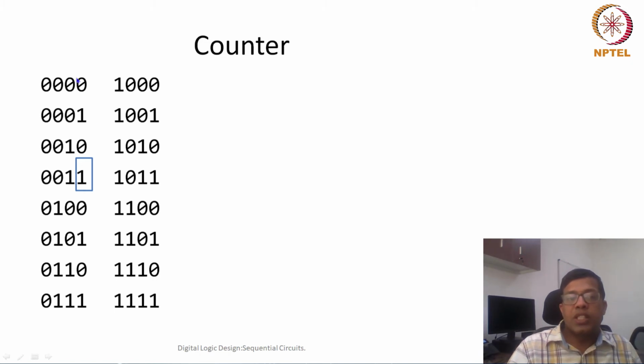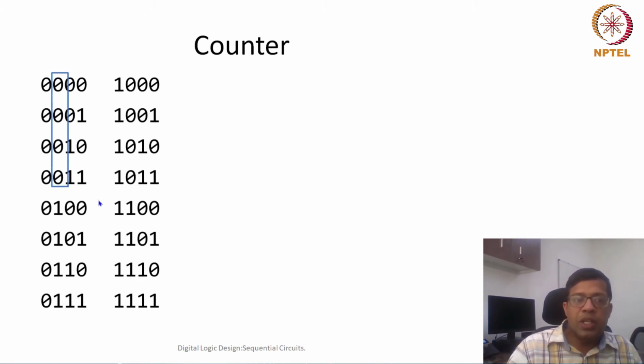Now let's look at the second bit, basically the 2's place bit. In the case of the 2's place, I see 0, 0 two times, and then 1, 1 two times, then again 0, 0 two times, 1, 1 two times, and so on. So basically the frequency of 0 has doubled, and similarly the frequency of 1 has doubled, and it all looks like a clock signal itself.